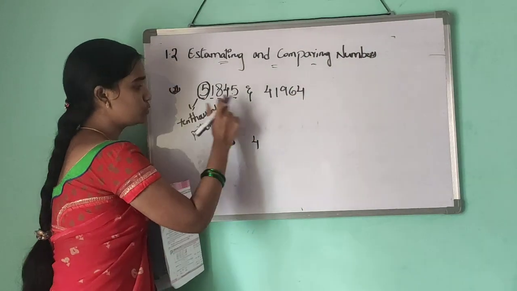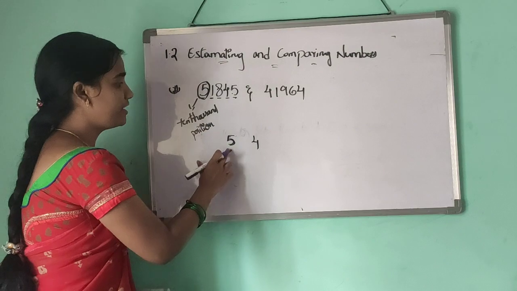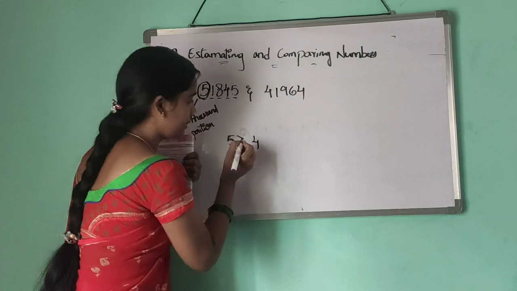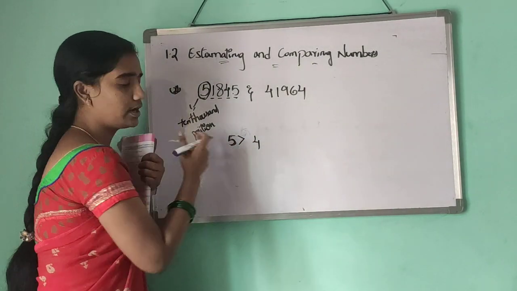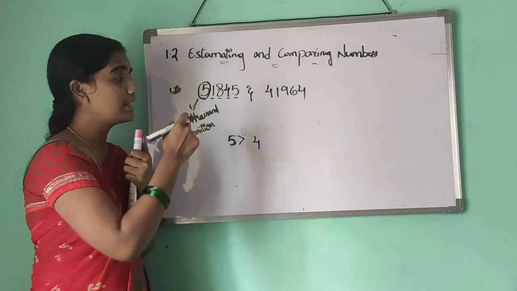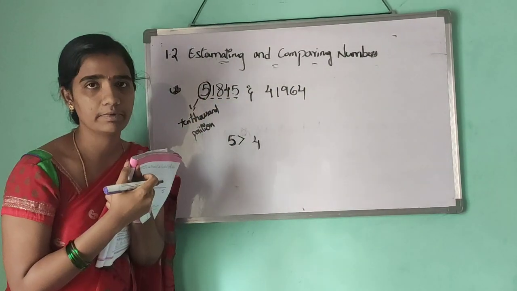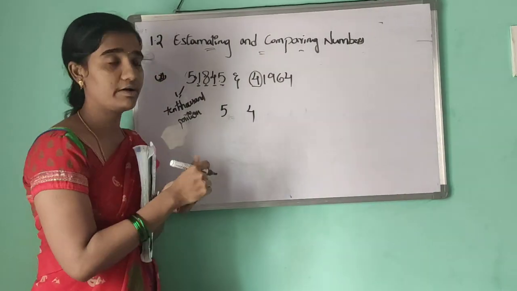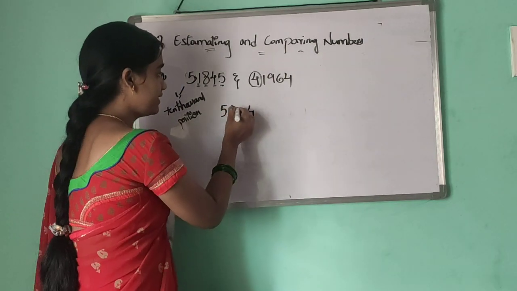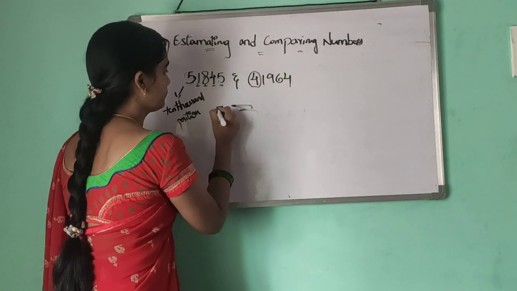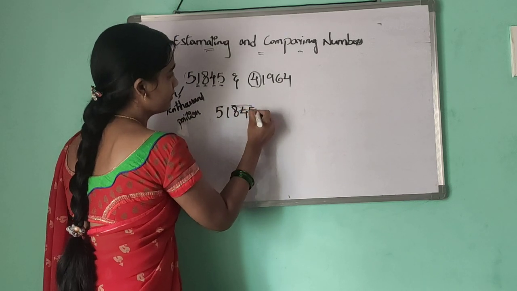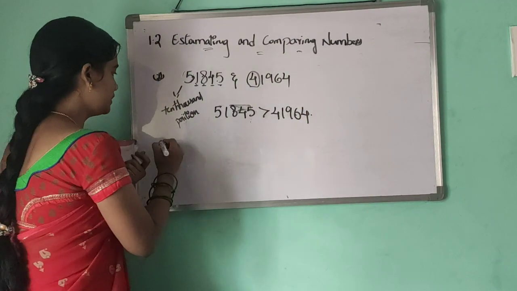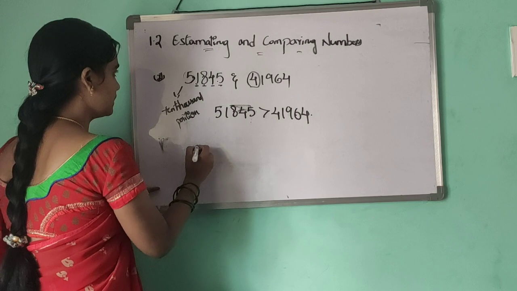Comparing these first two digits, which is the greatest? 5 is greater than 4. So among these two numbers, 51845 is the greatest number. This is one method. Here 5 is greater than 4, so 51845 is greater than 41965.